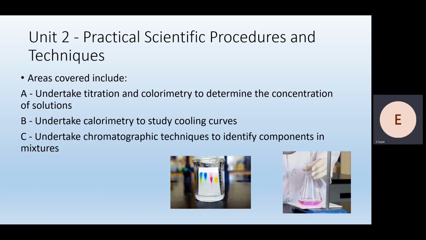So what Unit 2 consists of is 3 different practicals. Now, there are multiple practicals involved with this, but the first practical involves titrations and colorimetry to determine unknown concentrations of solutions. The second lot of practicals is looking at calorimetry, and you'll be drawing cooling curves to look at when they change from a solid, a liquid, and a gas. And you do 3 different chromatography experiments to identify components in plants and amino acids.